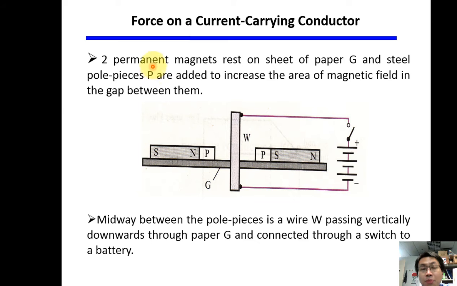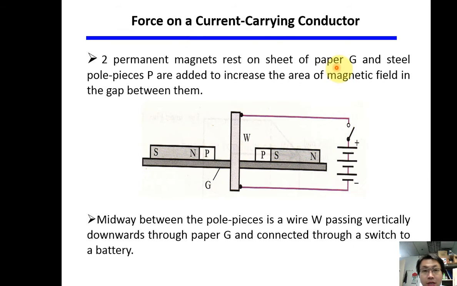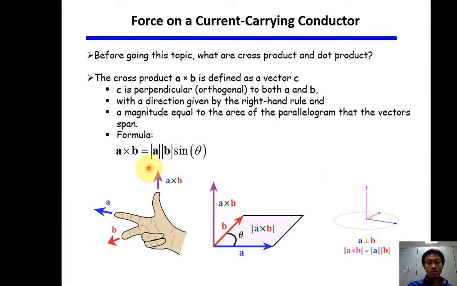Put in a proper way, we call this the force on a current carrying conductor. If you still remember the previous slide, electromagnetic induction involves three things: one is electric current, one is the conductor, one is the magnetic field. Before we talk about the force on a current carrying conductor, we need to know about the cross product and the dot product. For the cross product, for example, we have a vector A and a vector B.